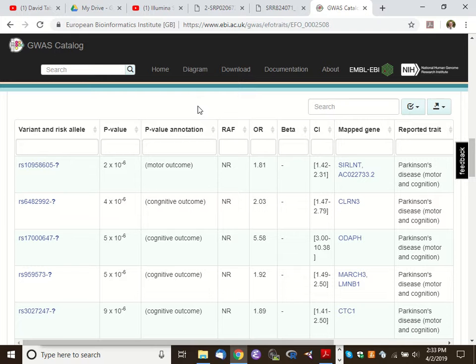And finally, we get to mapped gene. I would urge you to take mapped gene with a very big grain of salt when you're looking at GWAS studies. Remember that the SNP may be very close to the gene. Ideally, it would be right in the middle of that gene, which would cause you to think this variant is in fact part of the pathology of the disease. But more frequently, these SNPs are somewhere near the gene. And the reported trait back here.